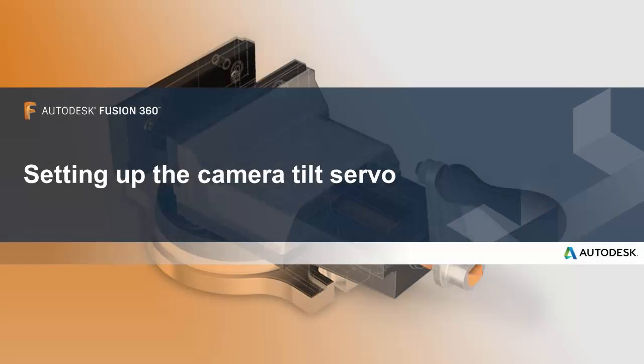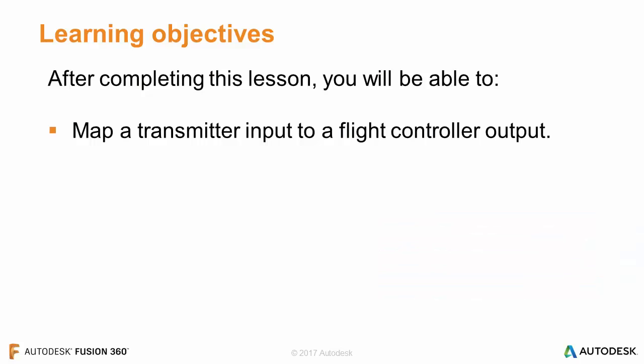In this lesson, we'll configure the flight controller to set up the camera tilt servo. After completing this lesson, you'll be able to map a transmitter input to a flight controller output.